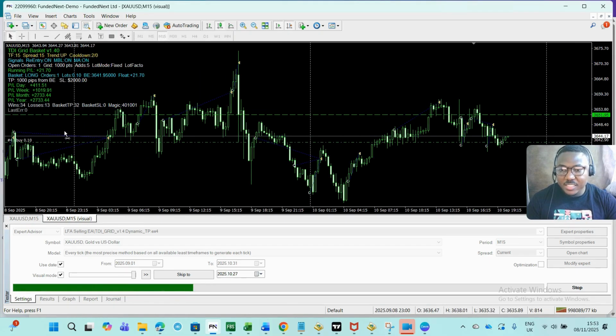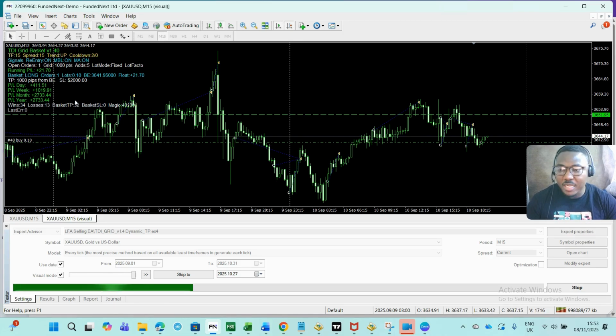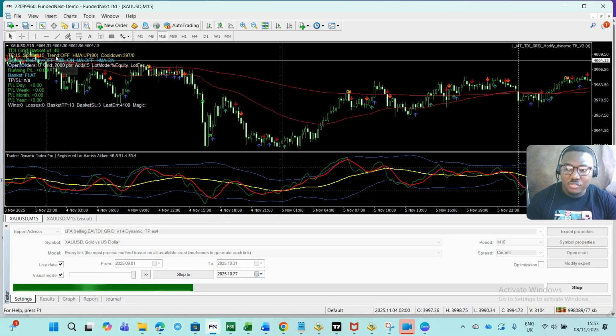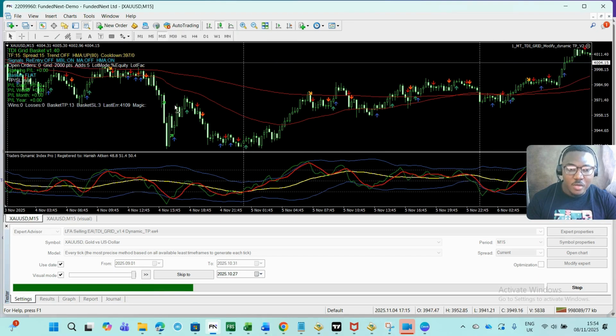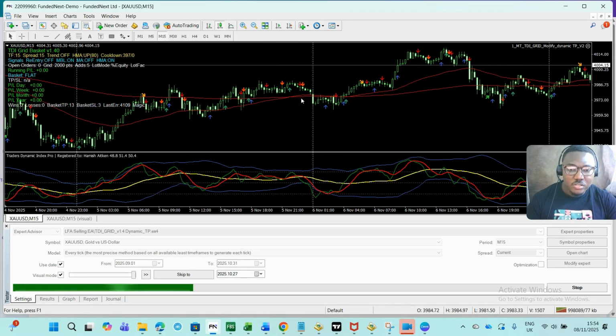Now, as you can see, there are different types of information you can get from this very nice dashboard. You can see the time frame, for instance, this is on 15 minutes. You can see the current spread. You can see the trend. You can decide to turn the trend on or off, just like in this case. What the trend does is use the 50 period moving average and the 200 period moving average to determine the trend.